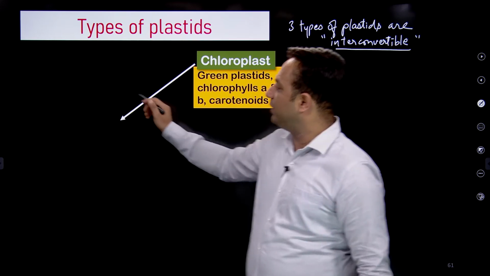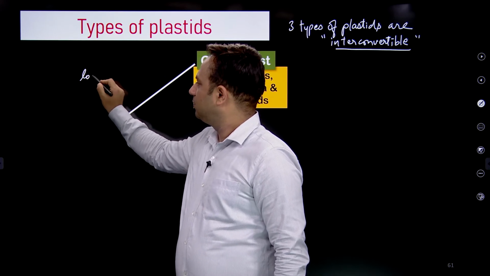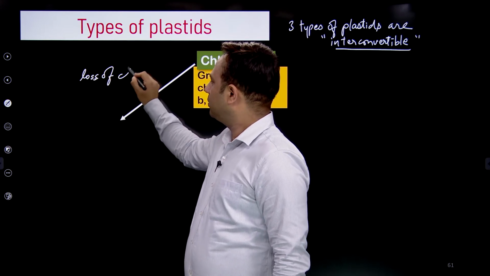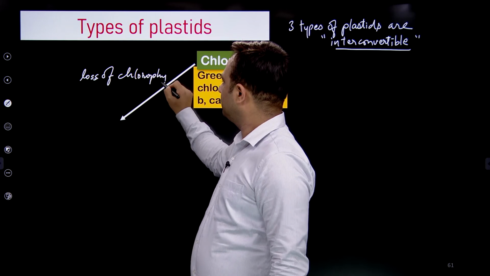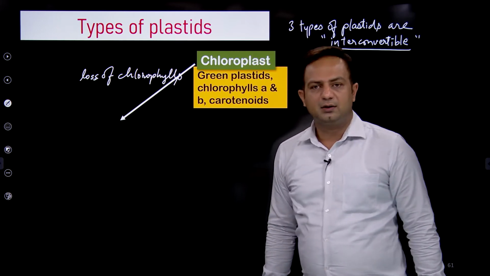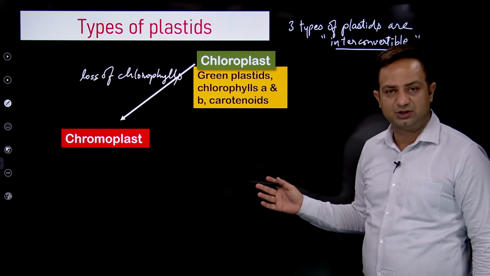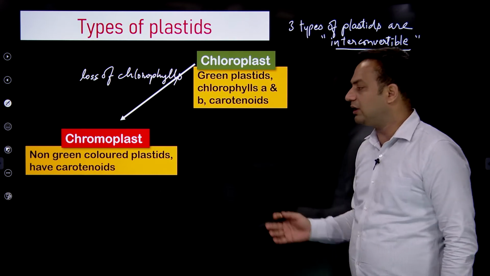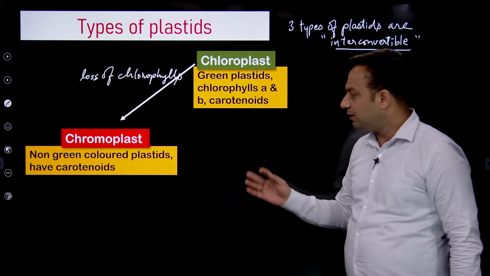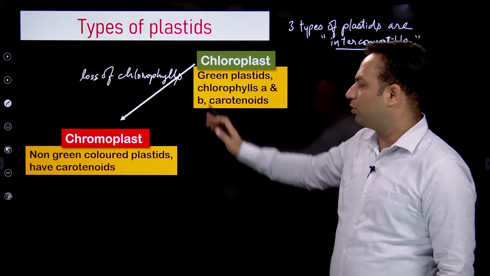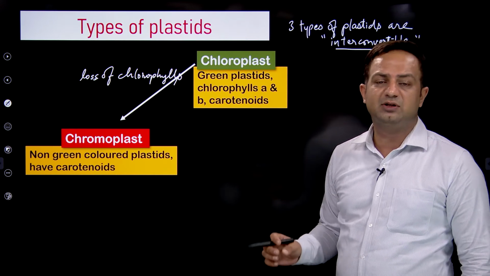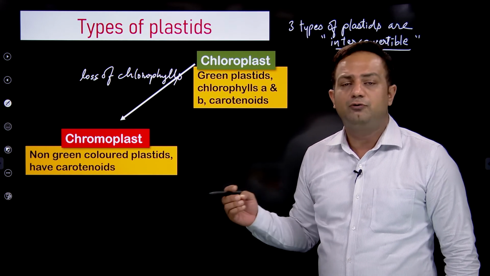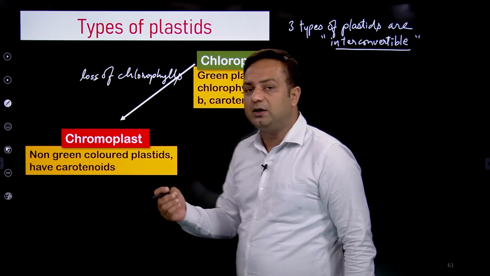When this chloroplast goes through loss of chlorophylls, here we say chromoplast. So chromoplasts are non-green colored plastids. They have carotenoids in them, but they don't have chlorophyll. Remember, the chromoplasts are orange, red type of colored, meaning they provide pigmentation to flowers, fruits, sometimes variegated leaves also.